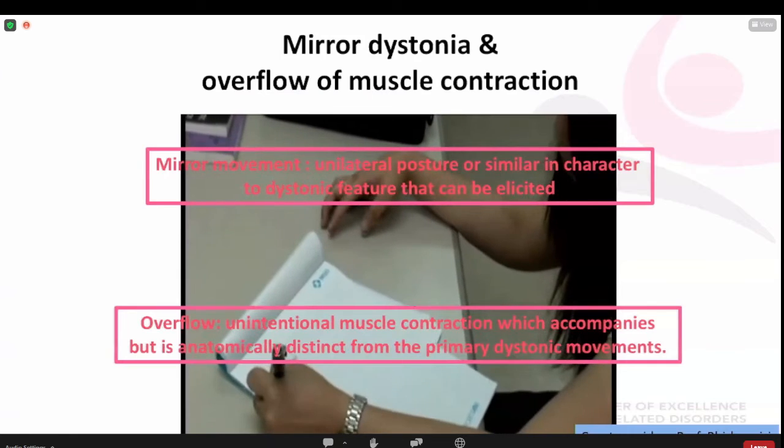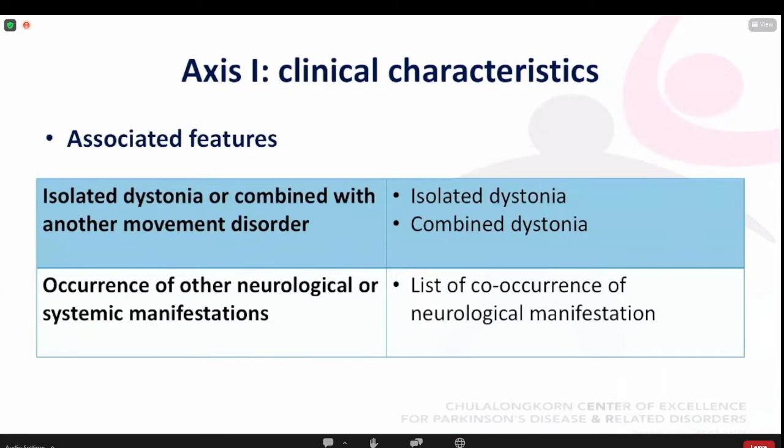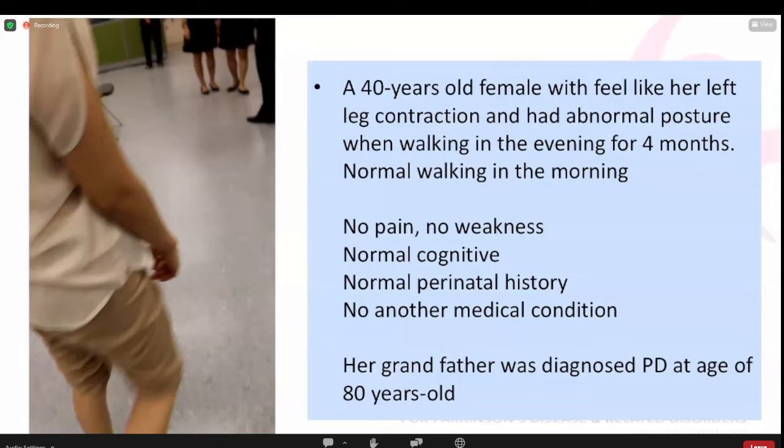Okay. Again, for the axis of the dystonia, axis 1 and 2, like I mentioned in the morning. Okay, let's go to the next patient. She is a 40-year-old female who feels like her leg is contracting and has an abnormal posture when walking, usually in the evening, for 4 months. She has normal walking in the morning. There is no pain, no weakness. She has normal cognition and no other past medical condition.